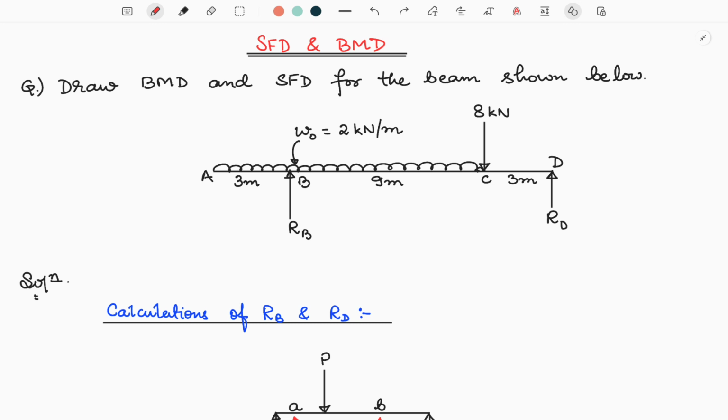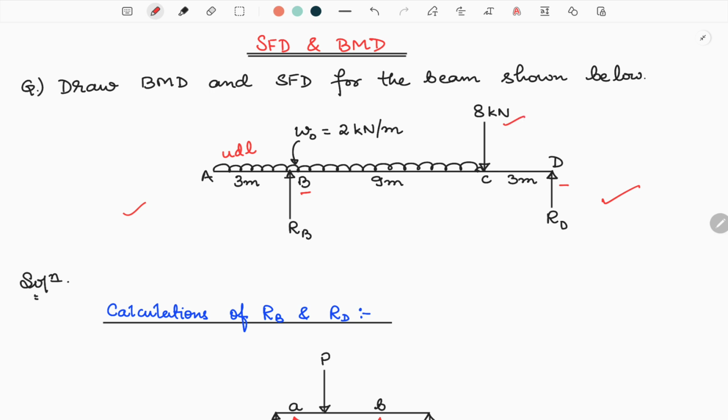So here I have shown a beam in which there are two supports at B and D, and above this beam there is one UDL, uniformly distributed load of 2 kN per meter from A to C, spanning across 3 meter and 9 meter, and then there is a point load of 8 kilonewton acting downward.